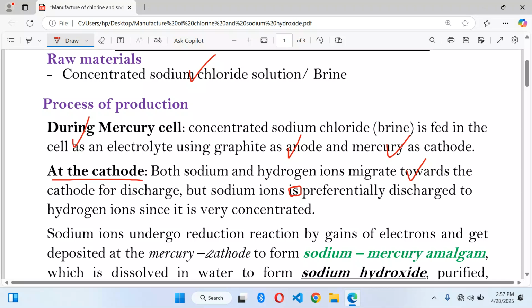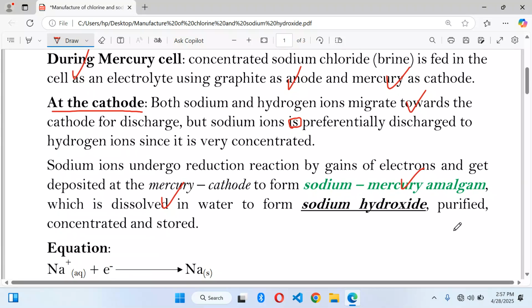Now, when it is deposited there, it forms what you call sodium mercury amalgam. Now, this sodium mercury amalgam is the one which is dissolved in water to form sodium hydroxide, which is purified, concentrated, and stored.